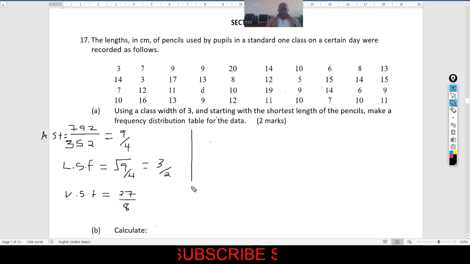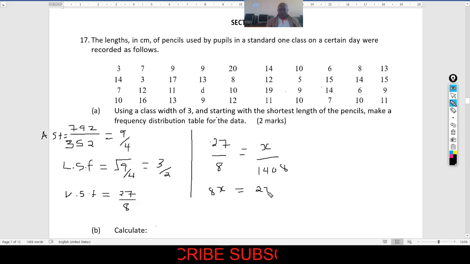And therefore, that means now I relate and say 27 all over 8 equals the mass of the larger, which we don't know, and that's what we're looking for, x, all over the mass of the smaller, which is 1408. Now we cross multiply, so that means 8x gives us 27 times 1408. So we divide by 8 to get x.